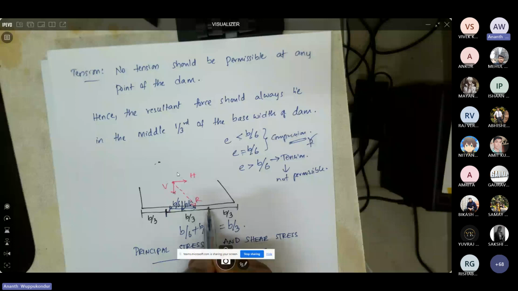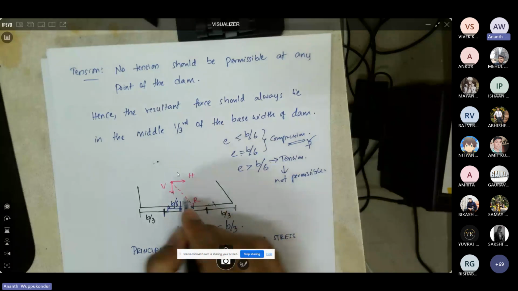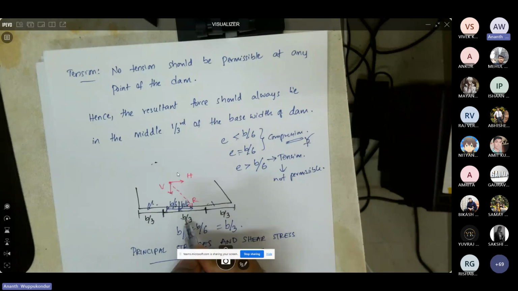So if you divide the base into three parts, B by 3, B by 3, and B by 3, the resultant should always lie within the second 1/3 of the dam. It should not be in this section or in this section. It has to be in the middle 1/3 of the dam.